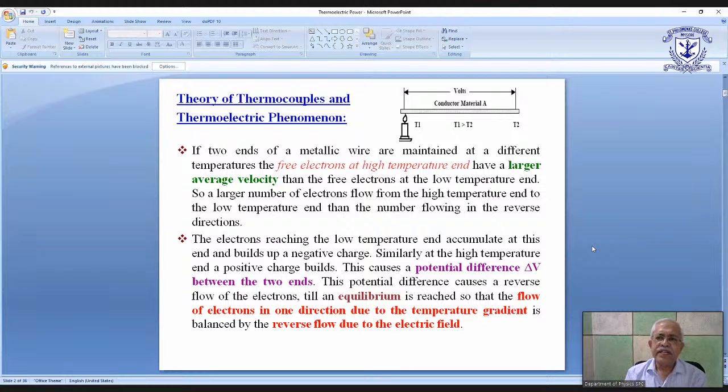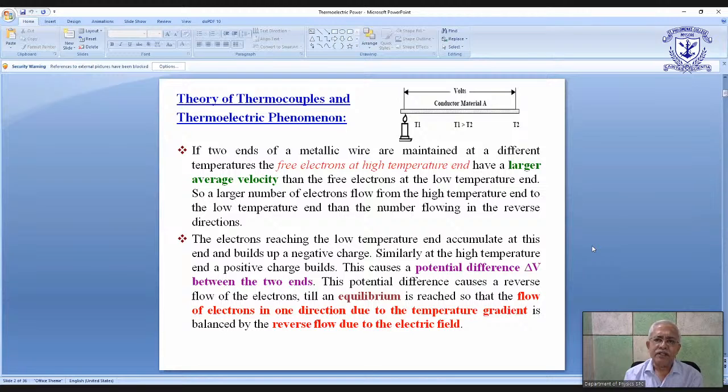So the diagram here shows a rod of a conducting material A, and one end of the rod is heated by using a candle flame or whatever. Okay. So let's assume that this is a cylindrical rod. One end of the rod is heated and the other end is not heated, and therefore the other end can be called the cold end.